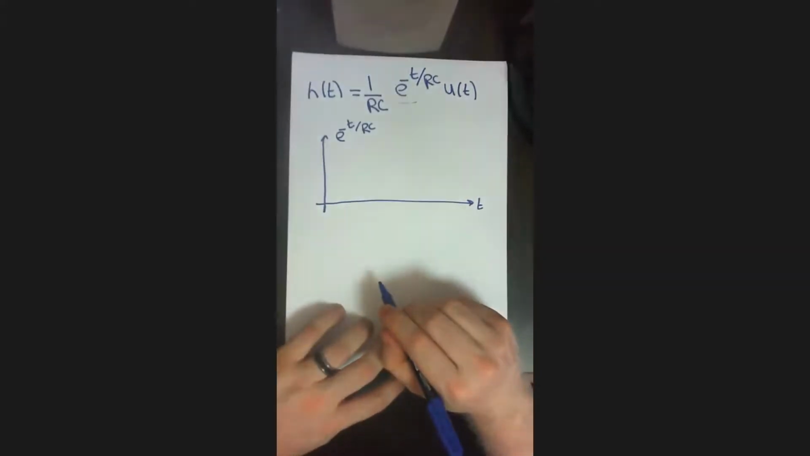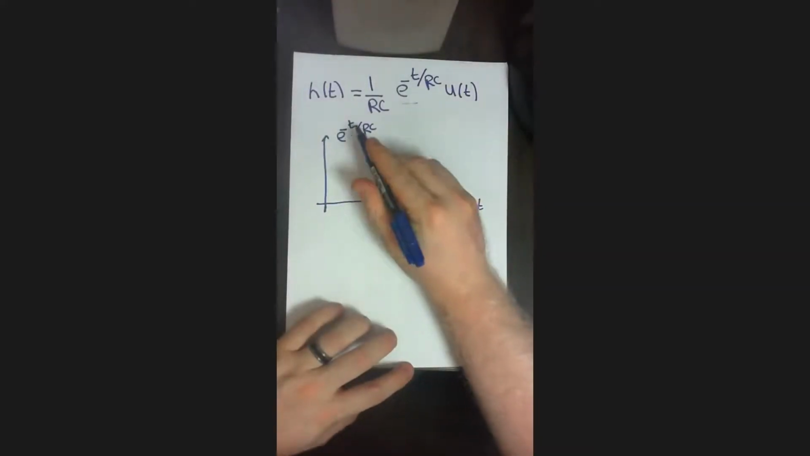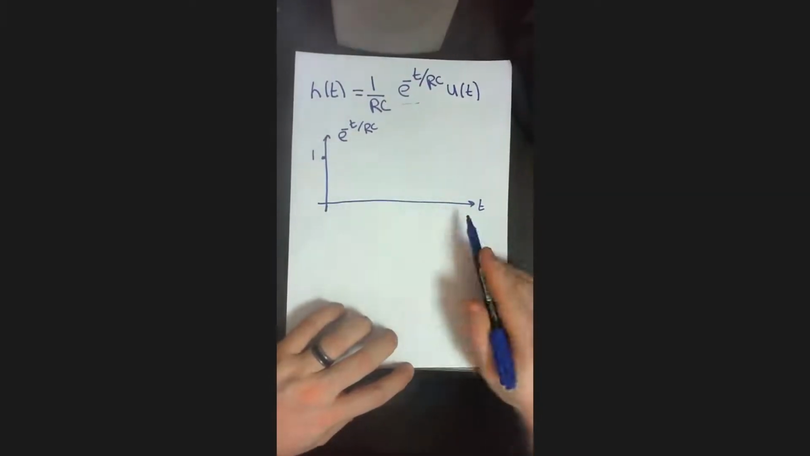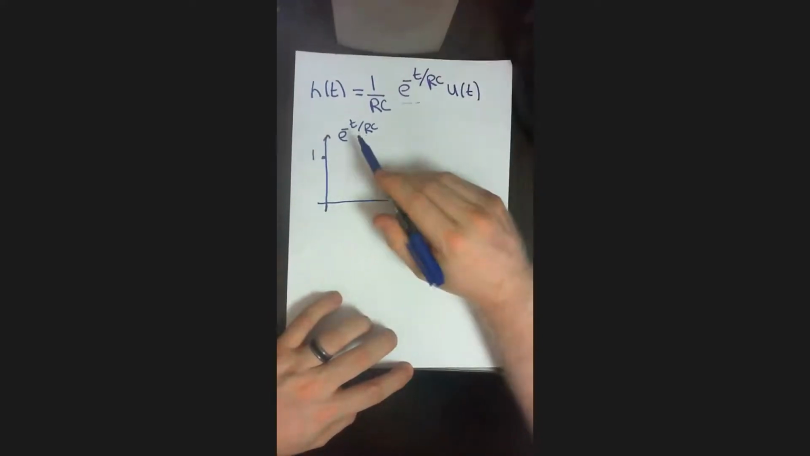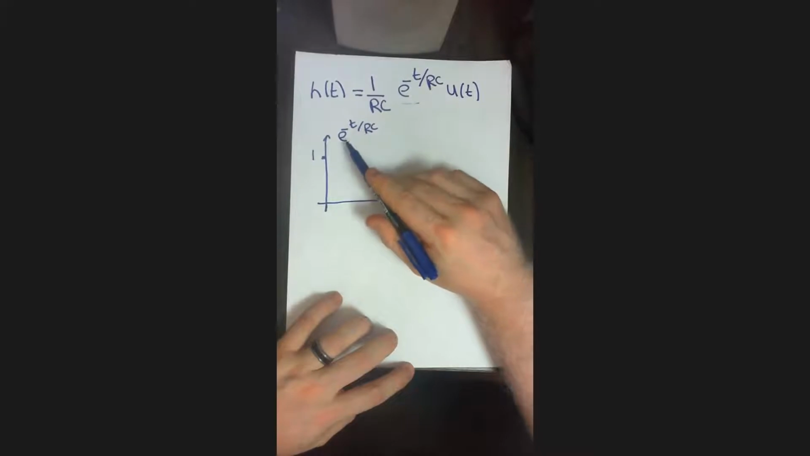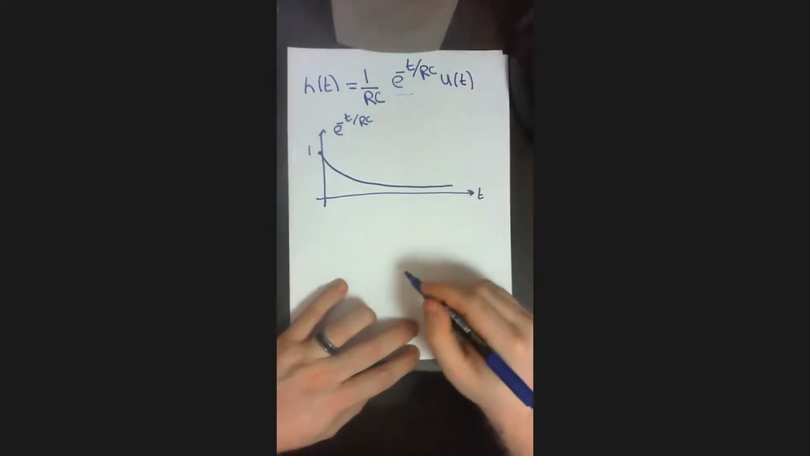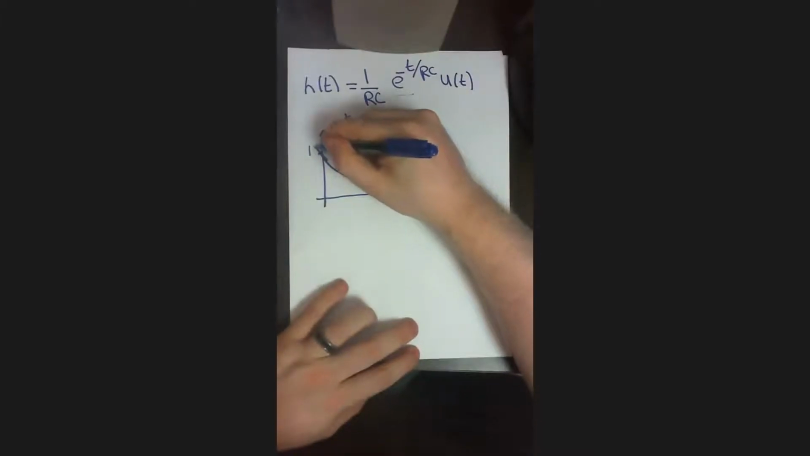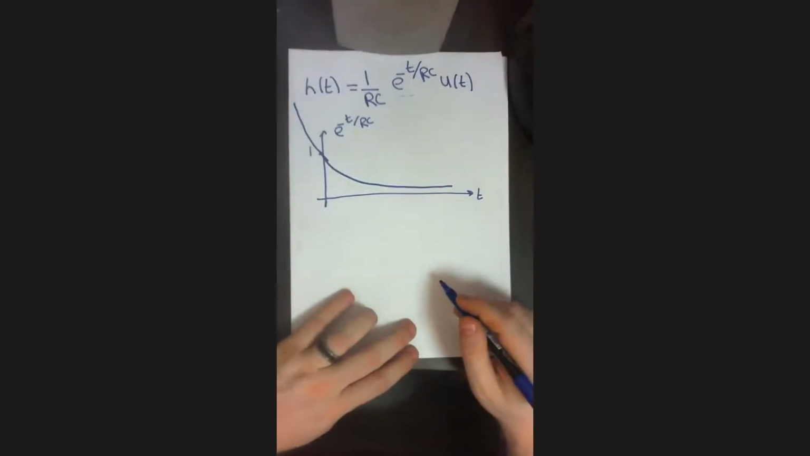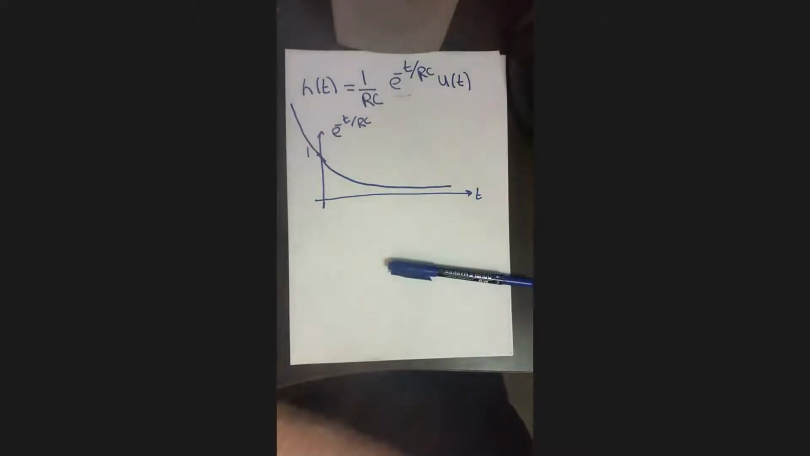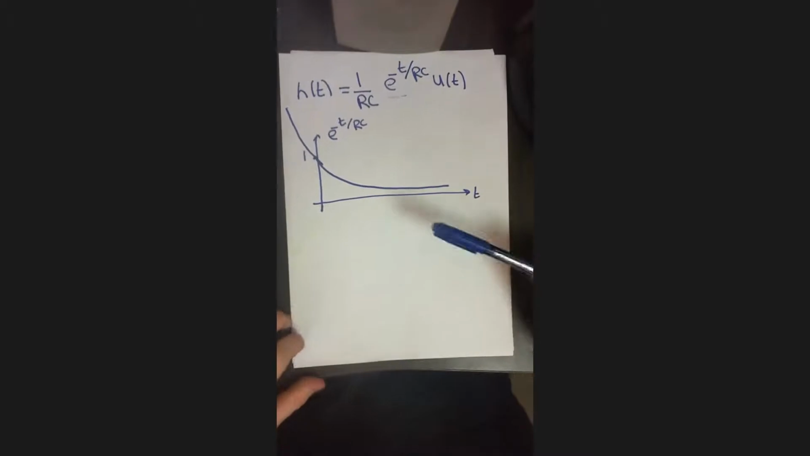As you can see in this graph, when t is equal to 0, we have e power 0, which is 1. Whenever t starts to increase, we will have a negative decaying exponential. When t reaches infinity, we have e power negative infinity, which is 0. So we have a negatively decaying exponential going downward like that. This is the e power minus t over RC signal, the negatively decaying exponential function.